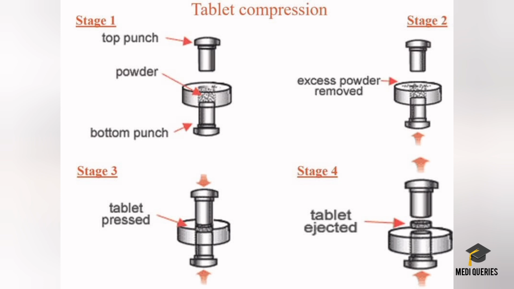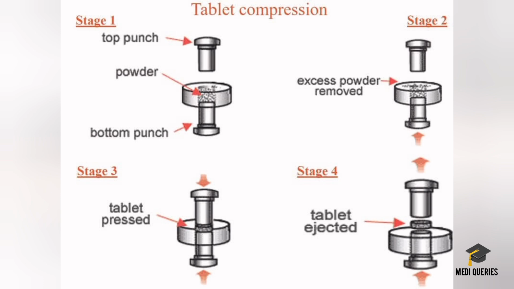The compression pressure can be adjusted depending on the tablet type and the drug characteristics. Once compressed, the lower punch rises to eject the tablet from the die. This process is repeated thousands of times per hour in industrial machines. Isn't it? So precision in this step ensures uniform size, shape, and content in every tablet.